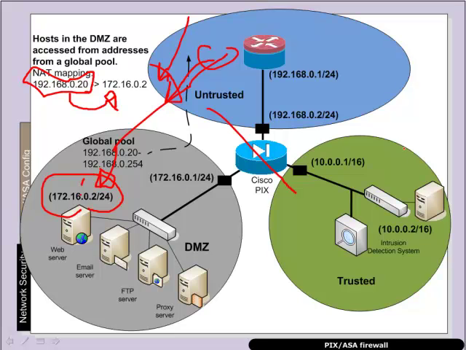So in this case, our NAT mapping is from this address, from outside, into this address. The same can happen with our trusted side, where we can have a private address space and then these map on to a global address space.